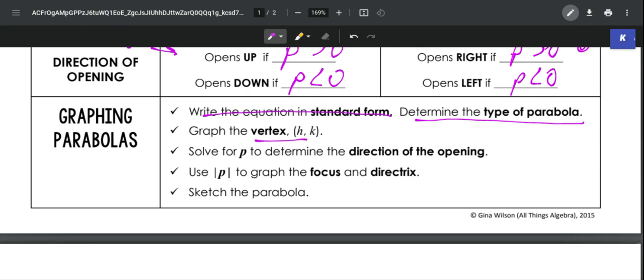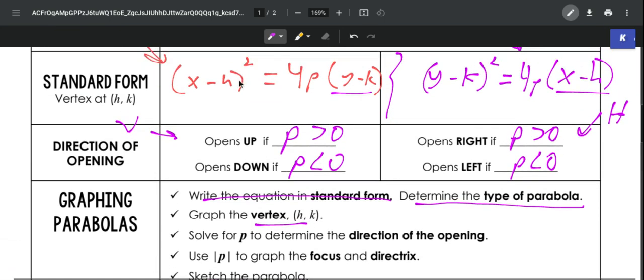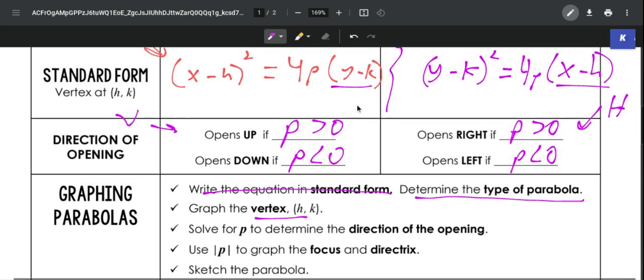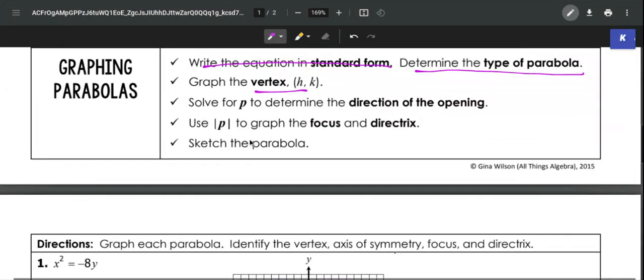Then we're going to figure out our vertex, and we're going to graph that, which comes from h and k, like I said, from our equations. So we've got minus h here. When we pull that out for our vertex, we just have to flip that sign. And then we've got minus k here. When we pull it out, we have to flip the sign there. Then we'll solve for p, and that'll determine the direction of the opening for our parabola. And then it says to use the absolute value of p to graph the focus and directrix.